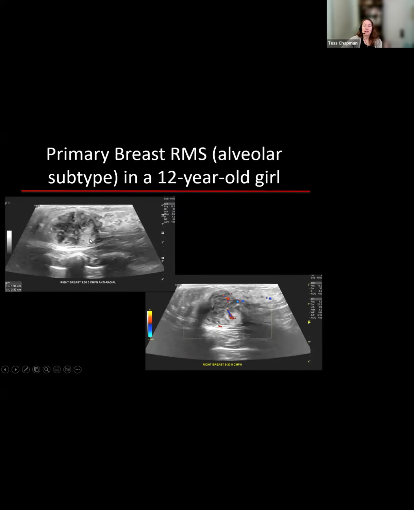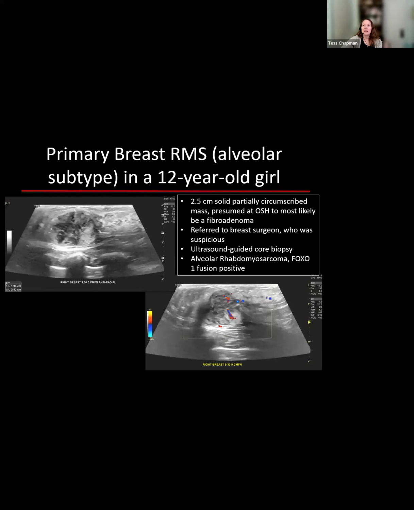This is a solid mass. This is much more heterogeneous than is typical for a fibroadenoma. It had some internal vascularity. Much like a fibroadenoma, it does have posterior acoustic enhancement, but this just looks a bit unusual for a fibroadenoma. And so a breast surgeon saw this and felt like this was suspicious, did an ultrasound guided core biopsy, and indeed this was alveolar rhabdomyosarcoma.